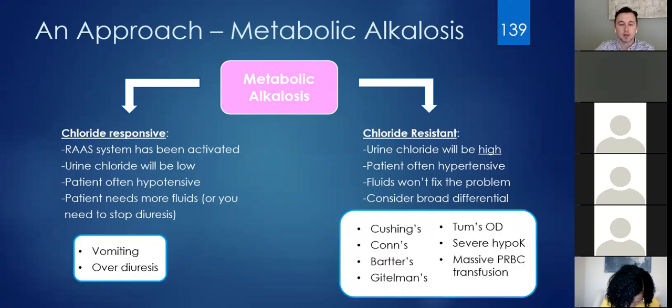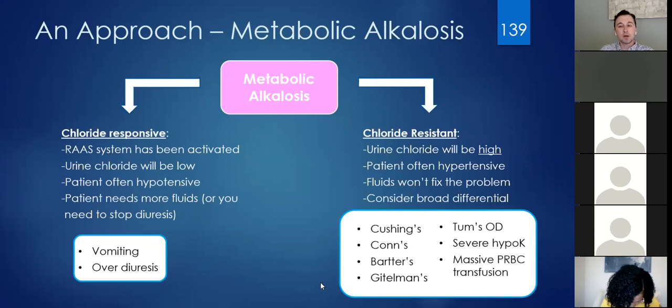Okay, so if you look at some of the common causes here for chloride responsive metabolic alkalosis, this is most commonly what we see in the hospital. So that kind of makes sense. If you've overdiuresed somebody, you've got to stop, or if they're vomiting, they need fluids. If it's a chloride resistant metabolic alkalosis, there may be some other more rare things going on.